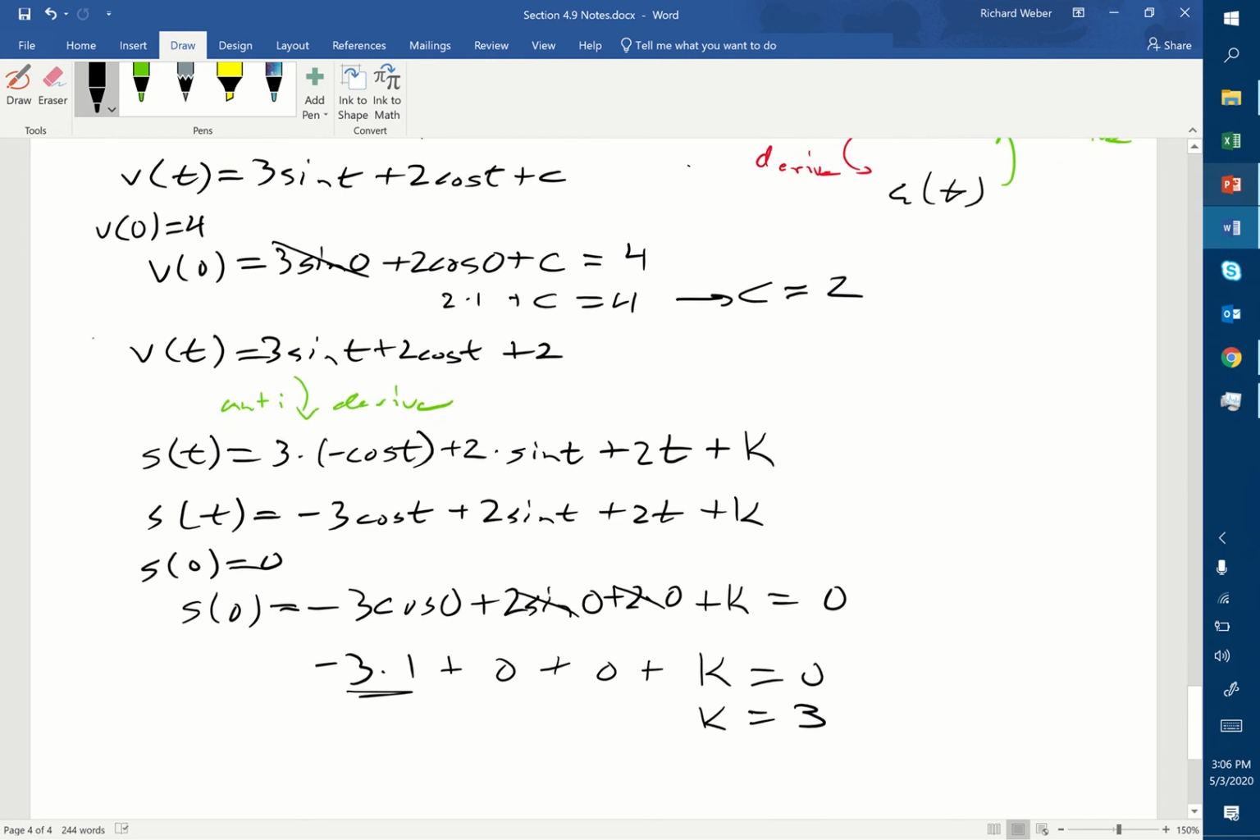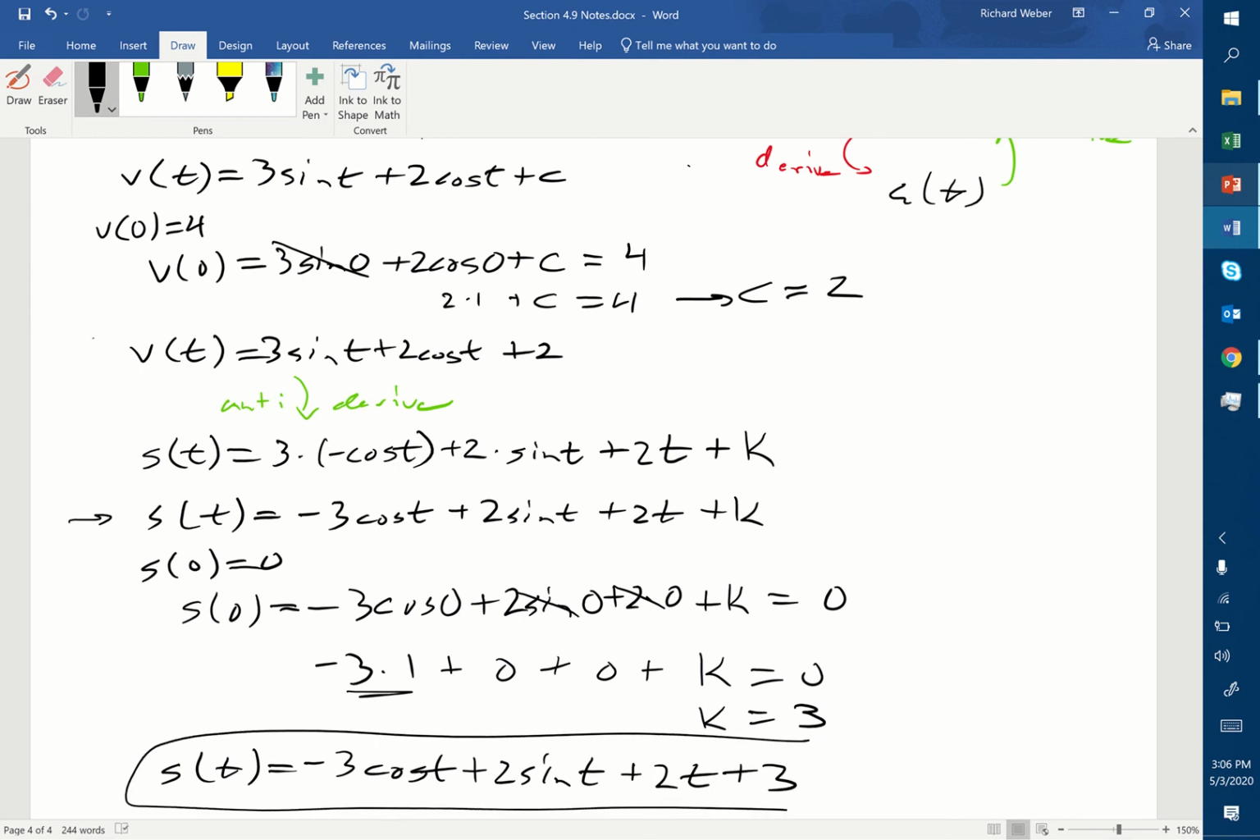So let's write our final answer. And this is it. Our position function with all that information turns out to be, right up here, minus 3 cosine t plus 2 sine t plus 2t, and then now plus 3. There it is. That's how you do the differential equations. Okay, let's study that thing. It's pretty mechanical. We'll see you later.